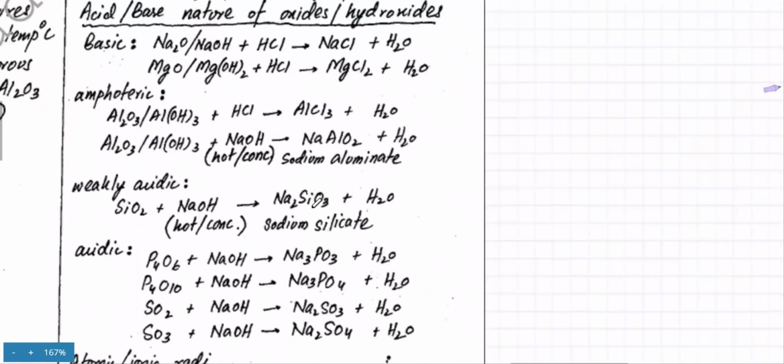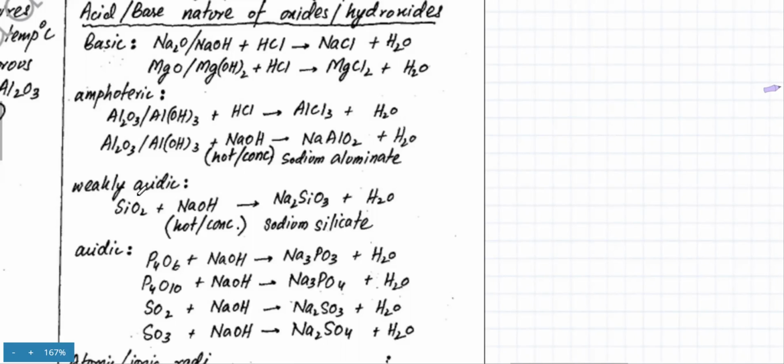The next part is the acidic and basic nature of oxides and hydroxides. Metal oxides are basic, so sodium oxide, magnesium oxide, or hydroxide, they all react with acids. Aluminum oxide is amphoteric, which means that it could react with both HCl and with NaOH at the same time. And SiO2 is very weakly acidic.